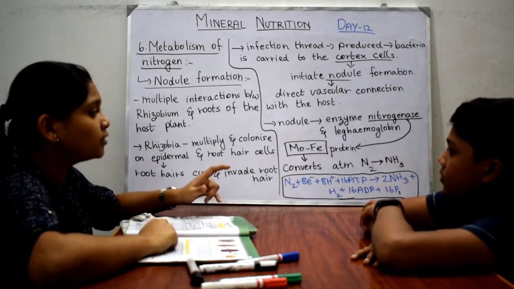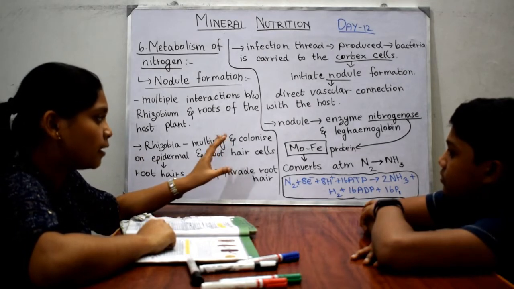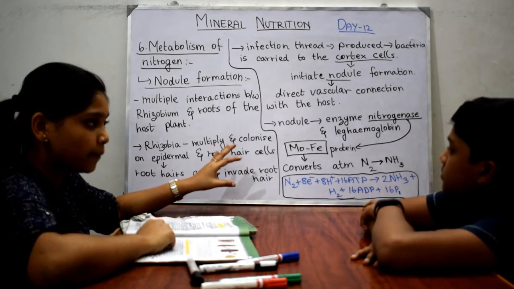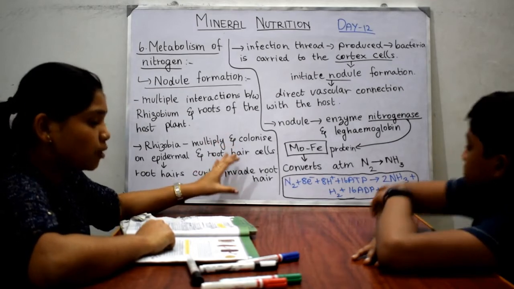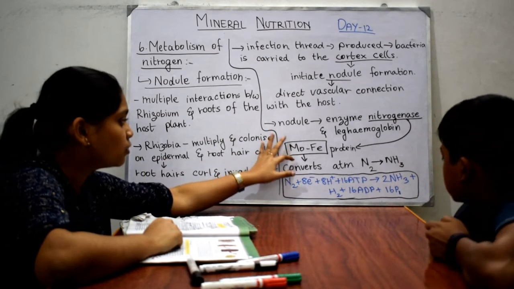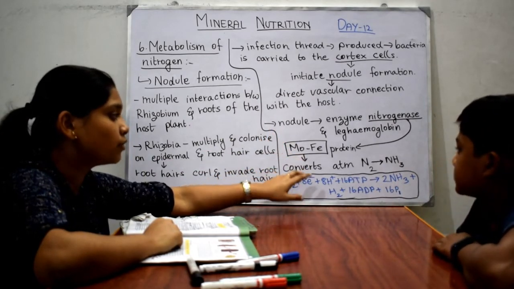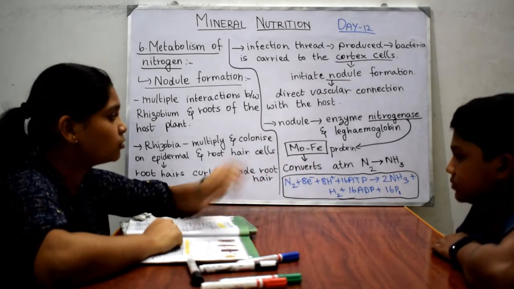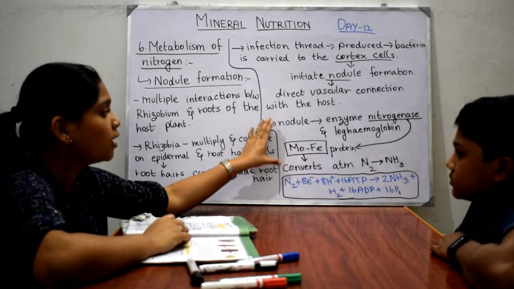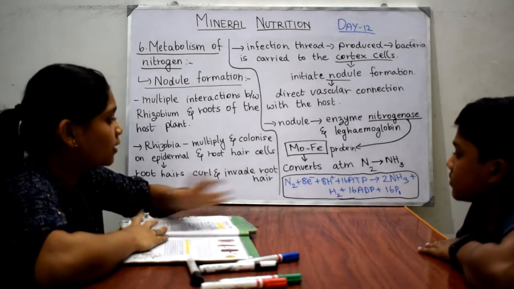Nitrogenase is composed of molybdenum and iron compounds. Both of these are proteins. What they do is convert atmospheric nitrogen to ammonia. These are present in the nodules of these plants. Generally the equation is here.